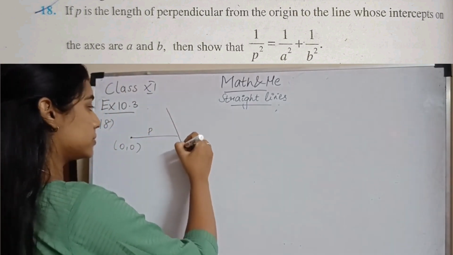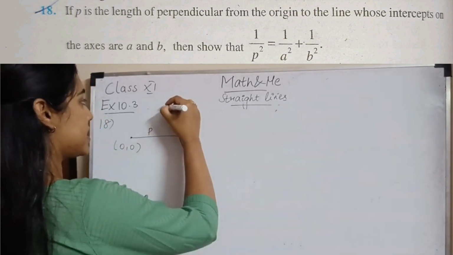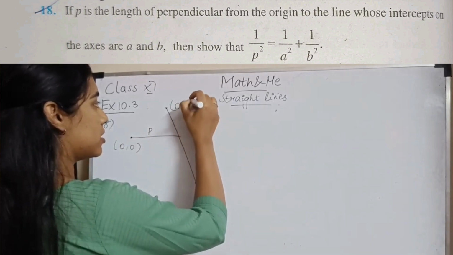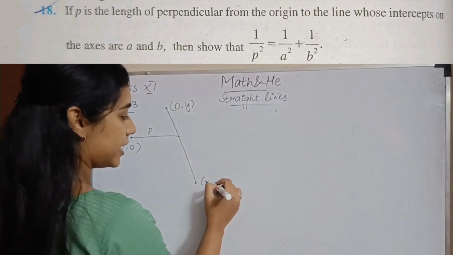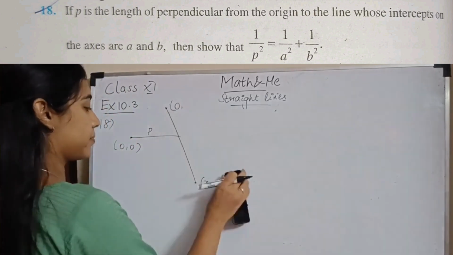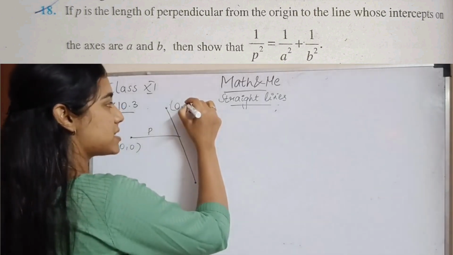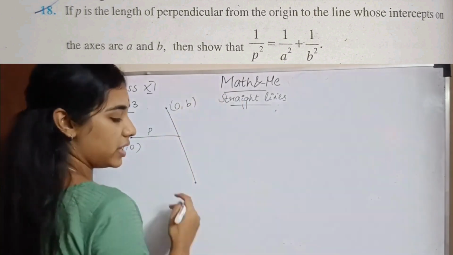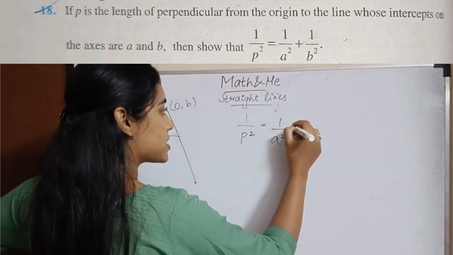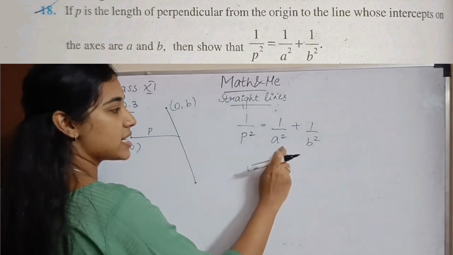So, this intersects the y-axis and this intersects the x-axis. When this intersects the y-axis, what is the coordinate? 0, y, and this is x, 0. So let me take it as 0, b. So how do you name the intercepts? You can name them as 0, y or 0, b. The question says, prove that 1 by p square equals 1 by a square plus 1 by b square. So basically they mean to say indirectly that the intercepts are a and b.